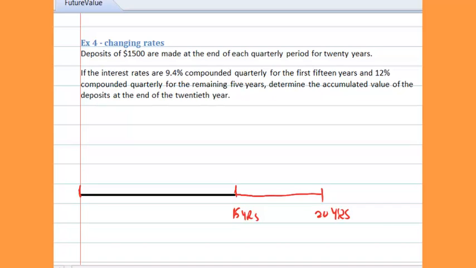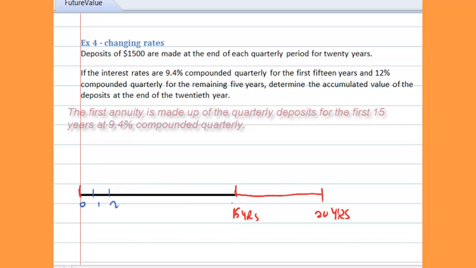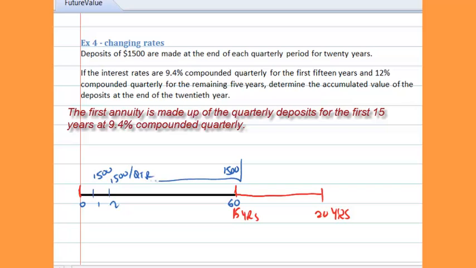We've got 15 years of quarterly deposits of $1,500, so that amounts to a total of 15 times 4 deposits per year. So we're looking at 1, 2, 3, 4. 15 times 4 is 60 quarterly deposits of $1,500. So let's set up our time diagram here. Our payments are $1,500 per quarter, so we've got 60 quarterly deposits of $1,500. That's our first annuity because this annuity earns interest at a rate of 9.4% compounded quarterly.